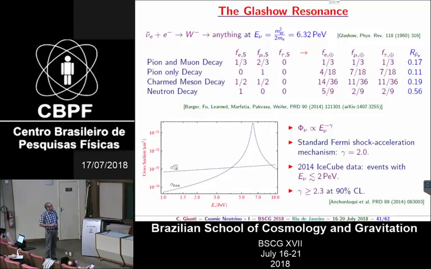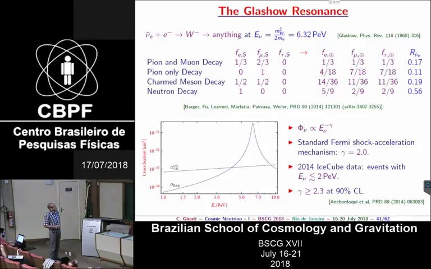You can see here the peak of the Glashow resonance with respect to the normal cross-section. So if you go far from the peak, then the interaction of antineutrinos with electrons is not a dominant process, but it is the interaction with the nucleons that is dominant. But at the peak, this gives a strong enhancement of this cross-section. And if one observes a peak of events around this 6.3 PeV, then one can say that probably these events were due to electron antineutrinos.